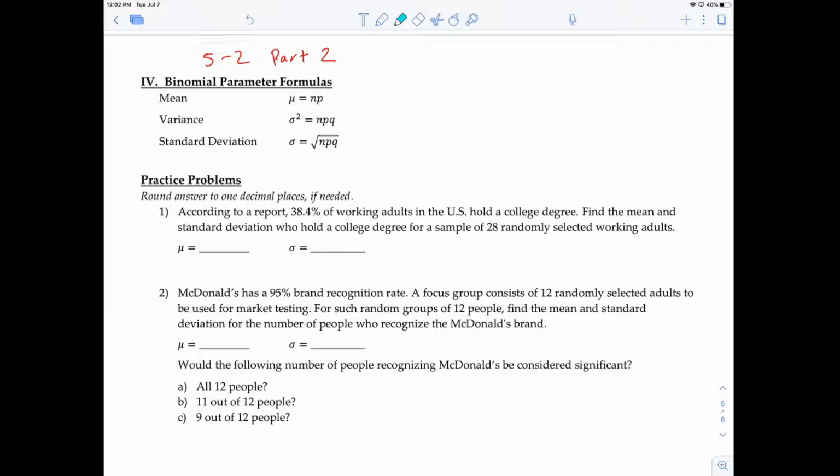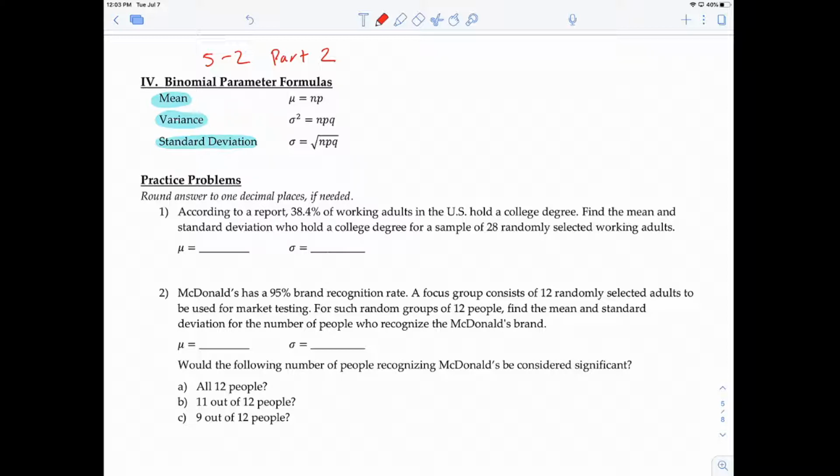So these formulas only apply when you have a binomial distribution. If you do have a binomial distribution, again, refer back to the previous video for the conditions that tell you when you're in a binomial distribution, then you can use this formula. So you can use this formula to find the mean, you can use this formula to find the variance, and this one to find the standard deviation for a binomial distribution.